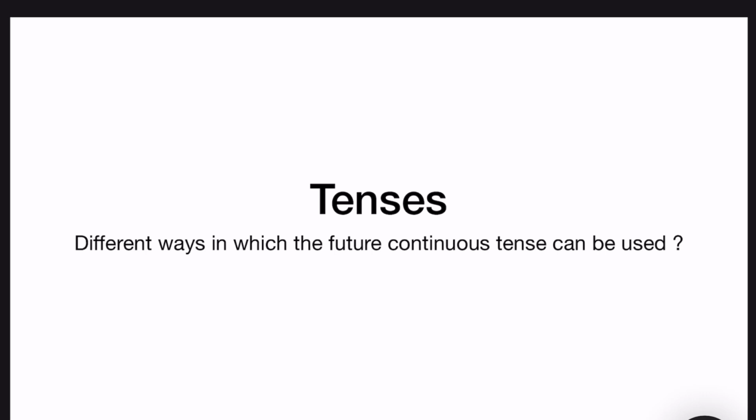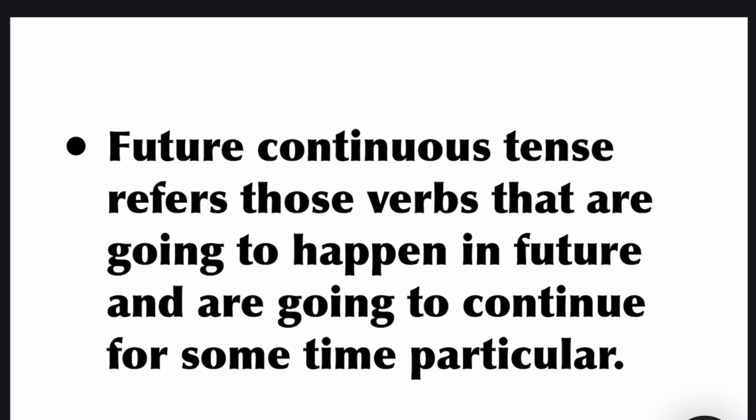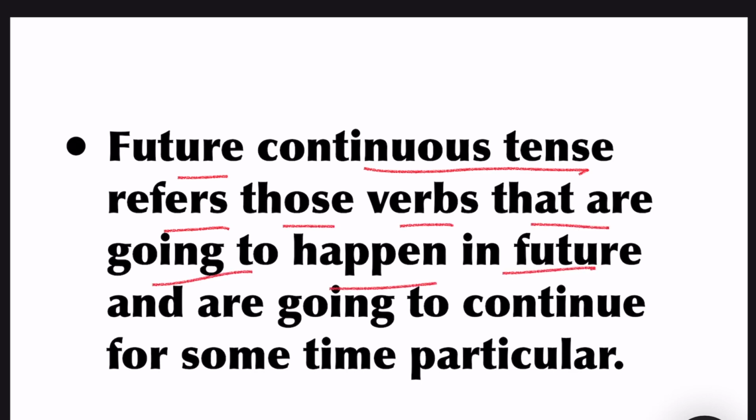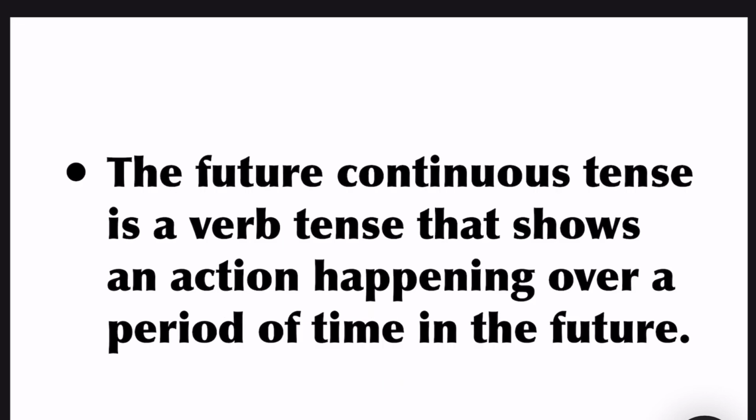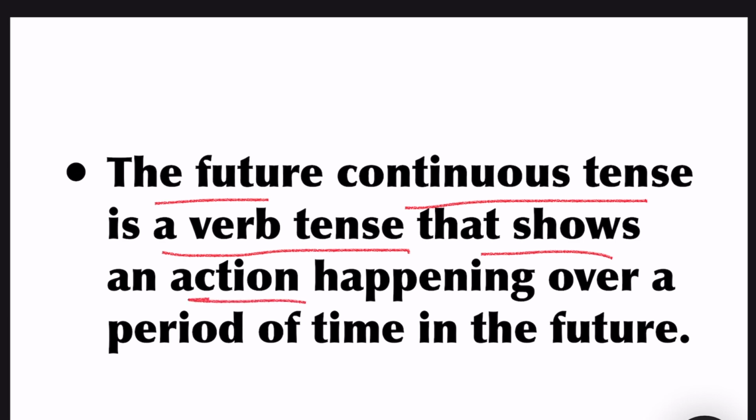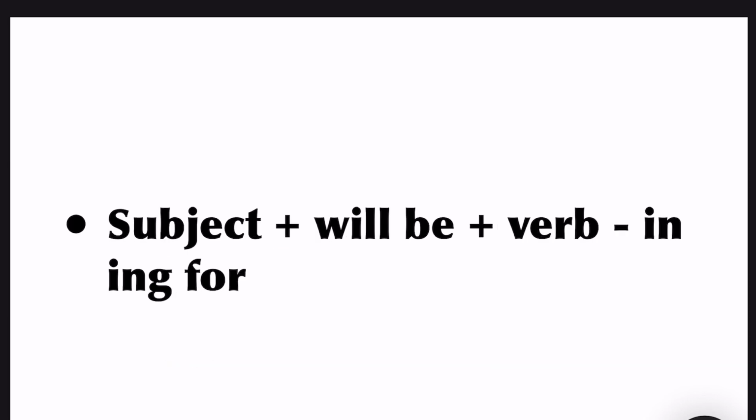Today's class we are going to discuss tenses: different ways in which the future continuous tense can be used. Future continuous tense refers to those verbs that are going to happen in the future and are going to continue for some particular time. The future continuous tense is a verb tense that shows an action happening over a period of time in the future. Look at the form of future continuous tense.